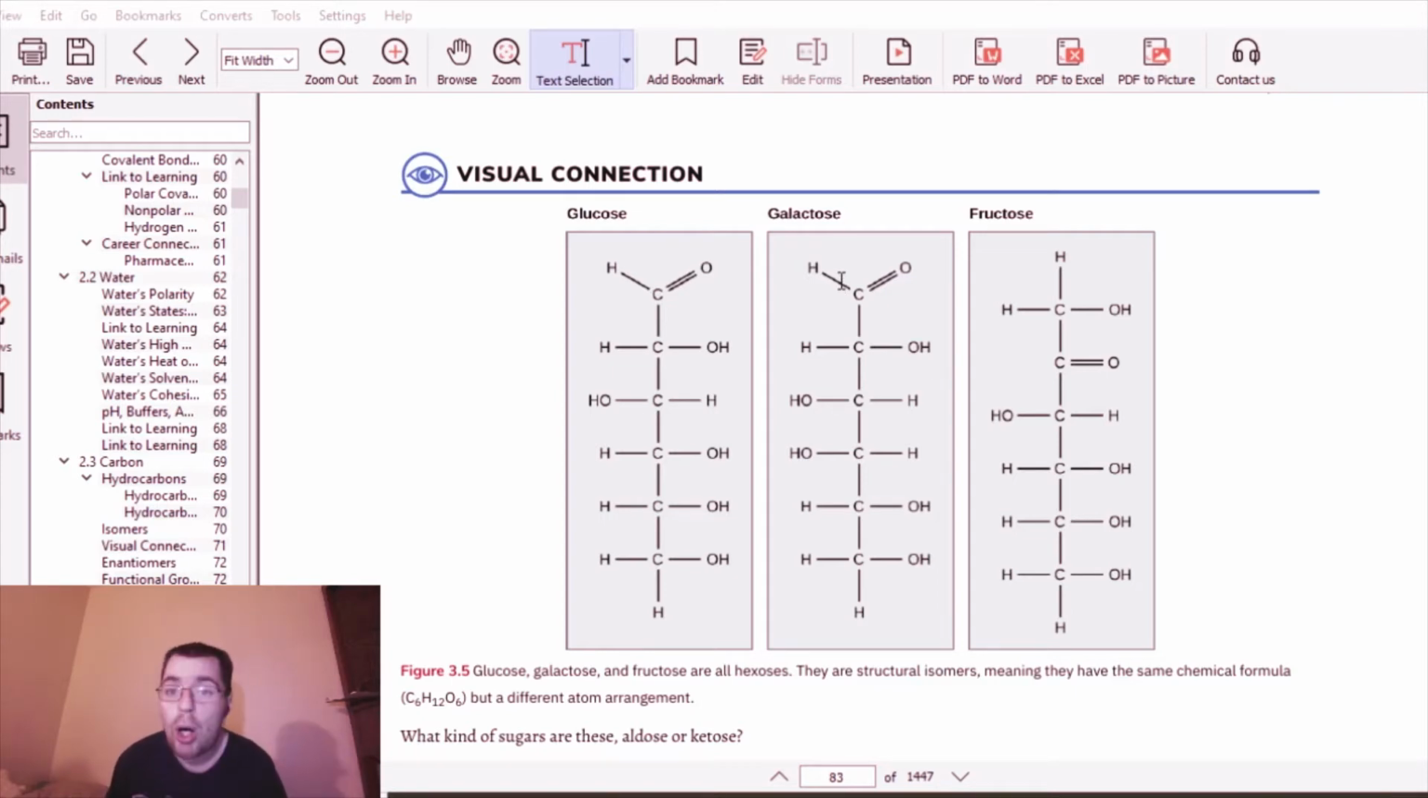Galactose, Super Mario Galactose, if you will, tip your waiter, is very similar to glucose, but the sequence of OH and H is slightly different. And of course, fructose is a lot different because its double bonded O is a little lower on the chain than on most other chains.